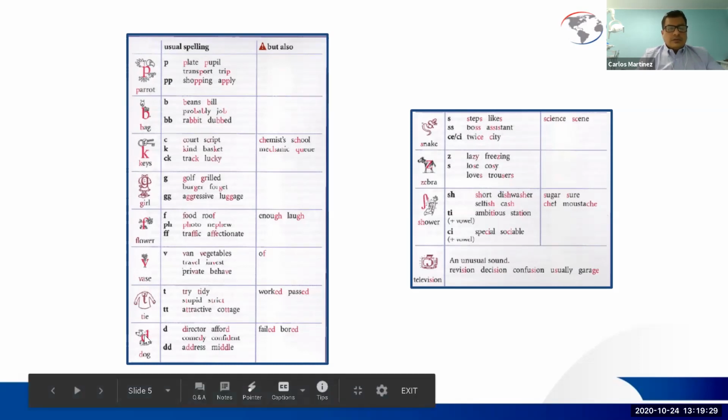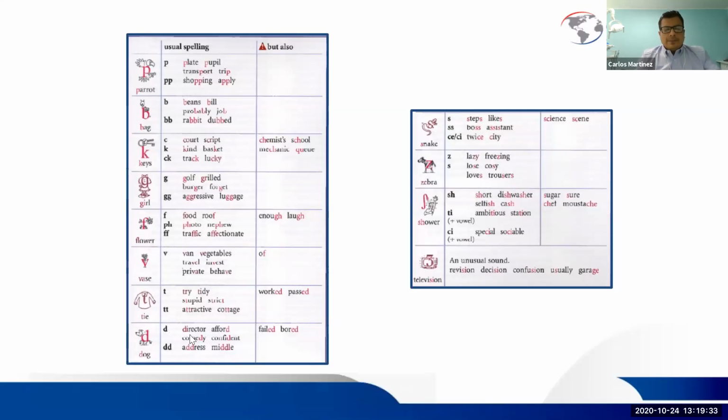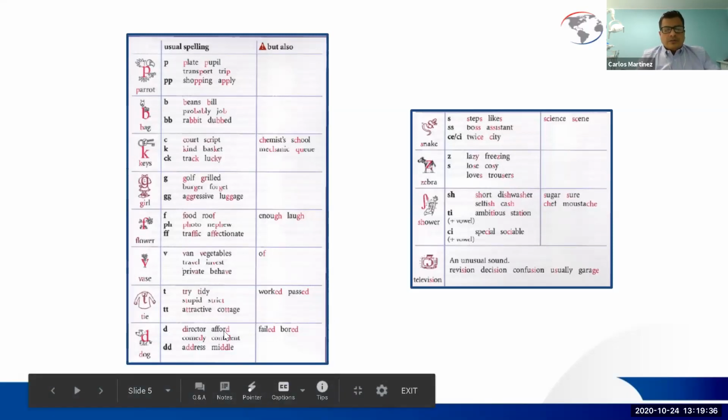Okay, then we have the D sound, like in dog. Again, two Ds or one D, like in director, afford, comedy, confident, address, and middle. Okay, again, notice how even though it's one D and two Ds, it is still just one sound. And just like the letter T in the past, the phoneme D can also be used in the past tense. For example, we don't say "failt", we say "failed".